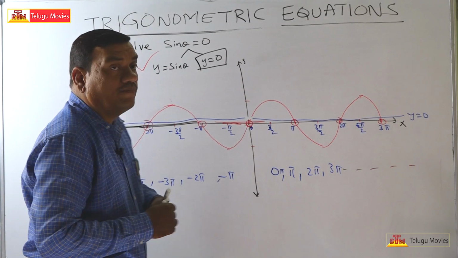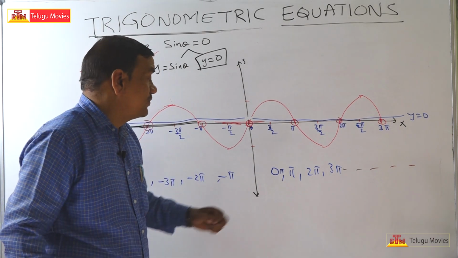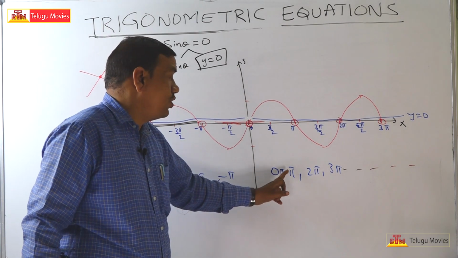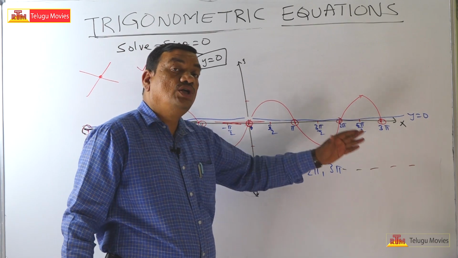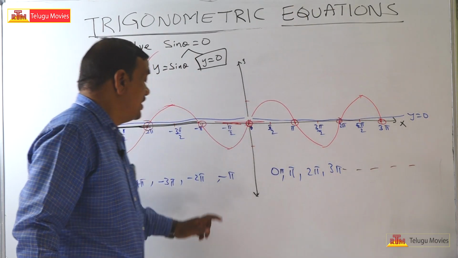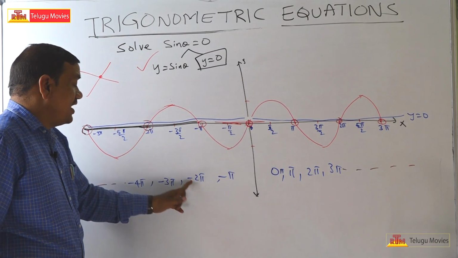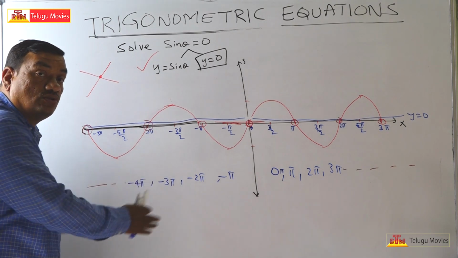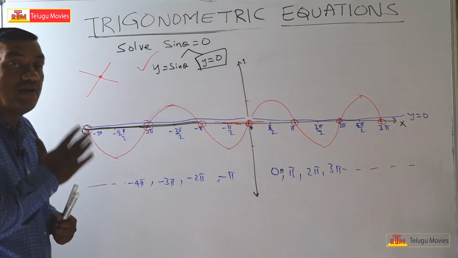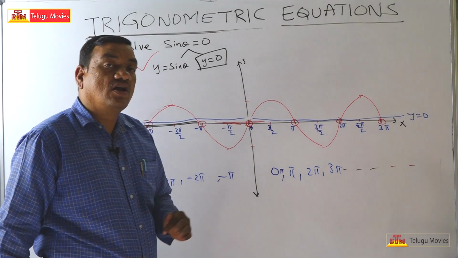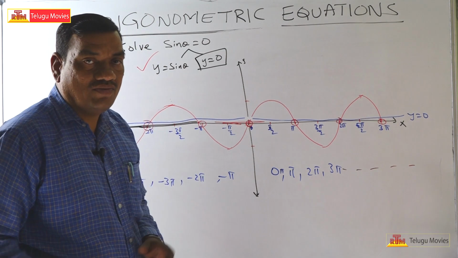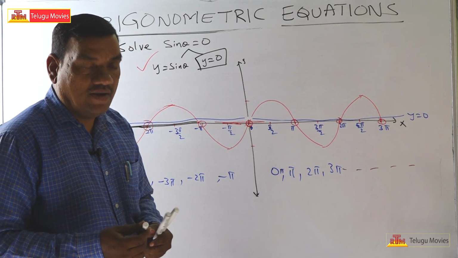So see the coefficients of pi. What are the coefficients of pi here? 0. Here 1, 2, 3, 4, 5, up to infinity. Here minus 1, minus 2, minus 3, minus 4, and so on, up to minus infinity. From this what do you say? All these are integers.